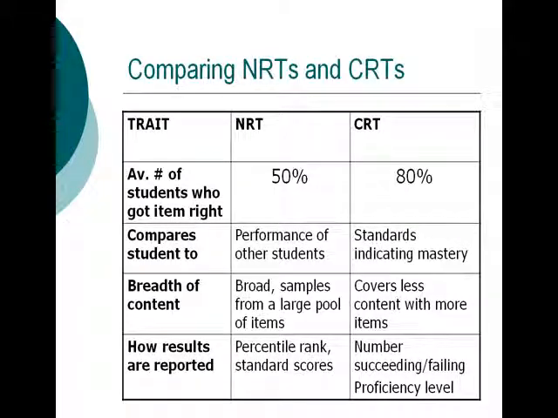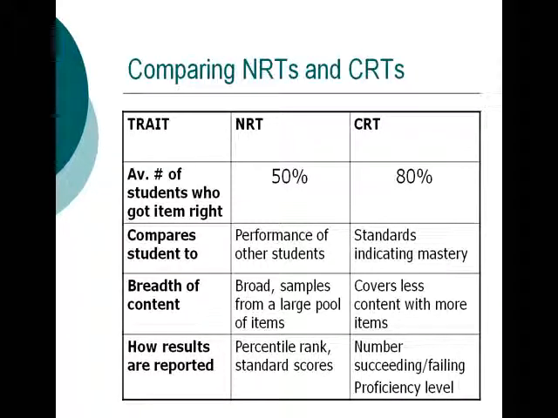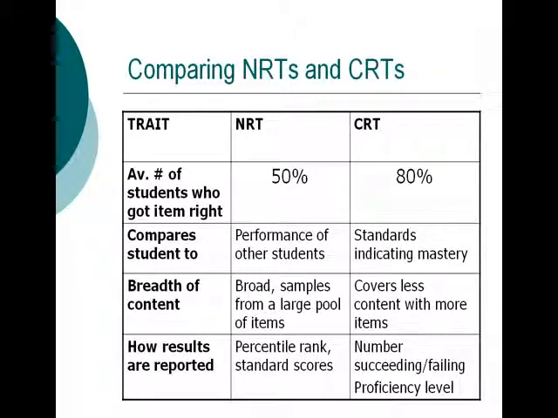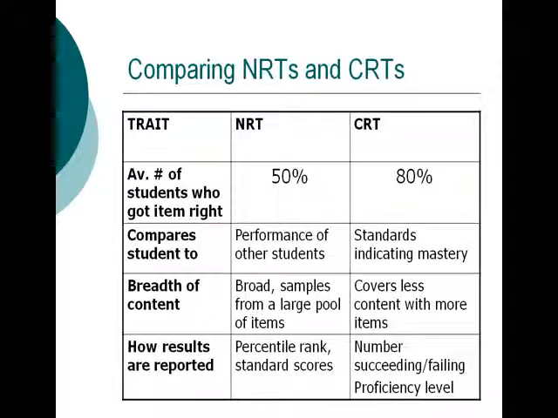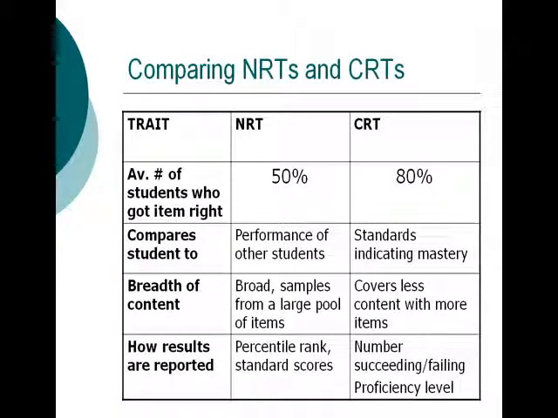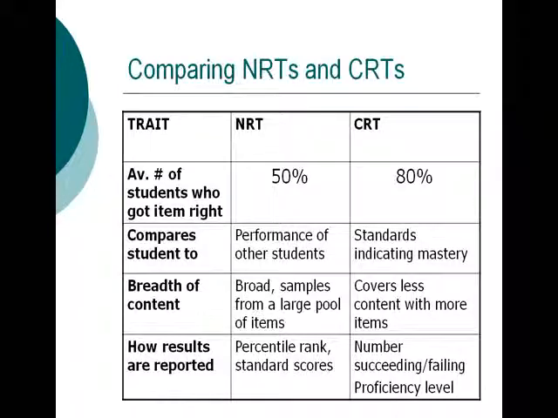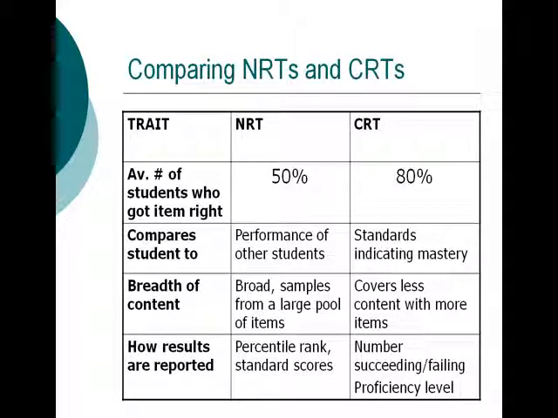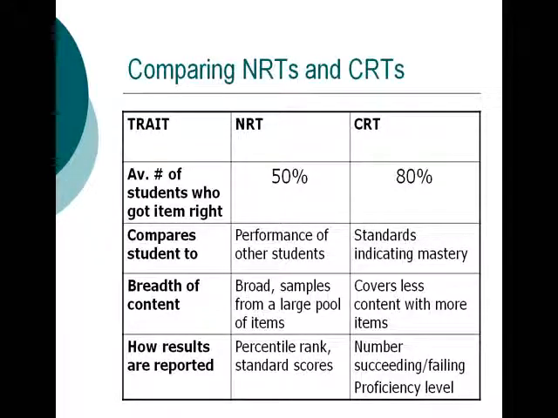The norm referenced test compares students to each other, whereas the criterion referenced test compares a student to the standards. Does he know this? In my example before, does he know how to decode? And does he specifically know how to decode all these different kinds of words? That would be a criterion referenced test. Whereas if we did that as a norm referenced test, you would just say, who got really high on this decoding test and who got low? So you could identify those who need help, but you wouldn't know what they'd need. Whereas with a criterion referenced test, you'd know what skills they need.